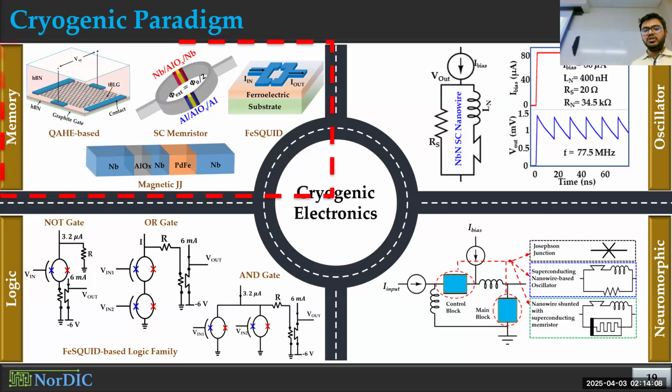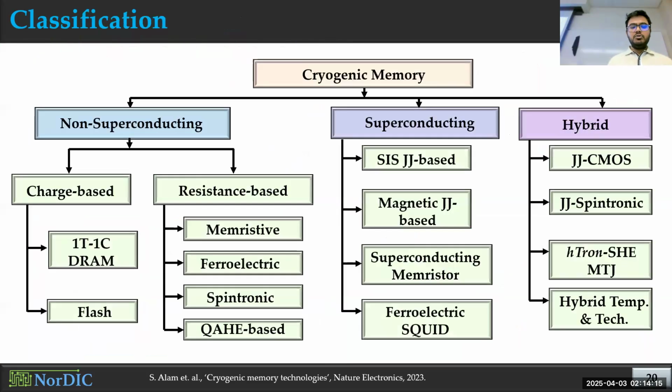So again, in today's class, we will mostly focus on this memory paradigm, again, targeting the cryogenic environment. People have explored all the possible technologies you can imagine for cryogenic environment. That includes the non-superconducting memories that you are going to learn in this course, like the charge-based SRAM, DRAM, flash. Then there are resistance-based memories like memristor, spintronic, ferroelectric, all those.